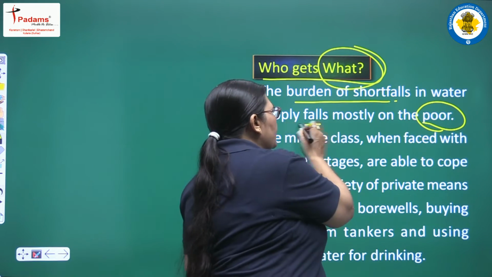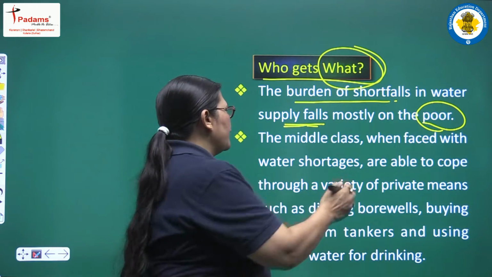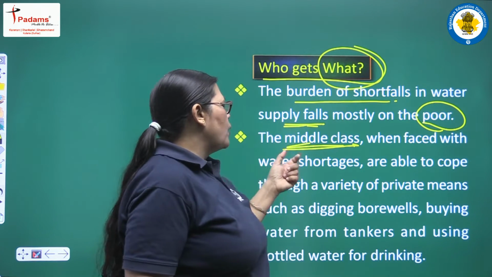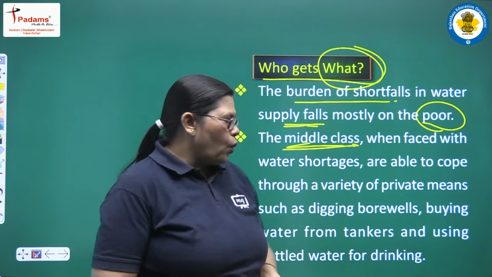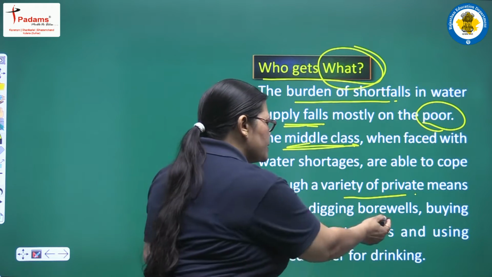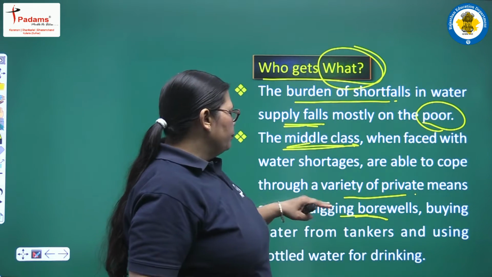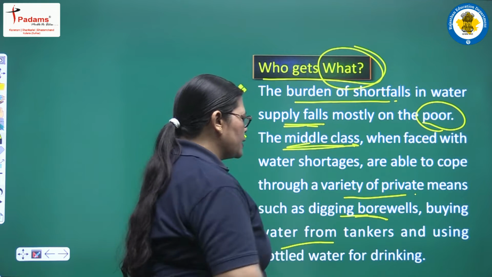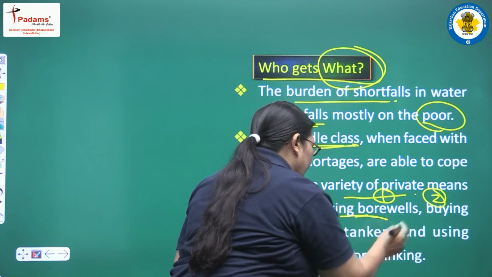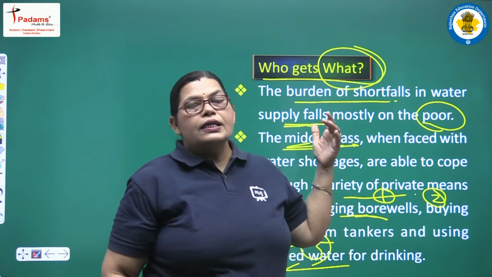Okay, when we are considering the less supply or shortfalls only in the poor areas, then what about the middle class, students? The middle class, when faced with water shortages, are able to cope through a variety of private means such as digging bore wells. See the conditions here of the middle class families. They dig bore wells, buy water from tankers and use bottled water for drinking. So these are the main things which are done by the मिडल क्लास फैमिली मेम्बर्स.